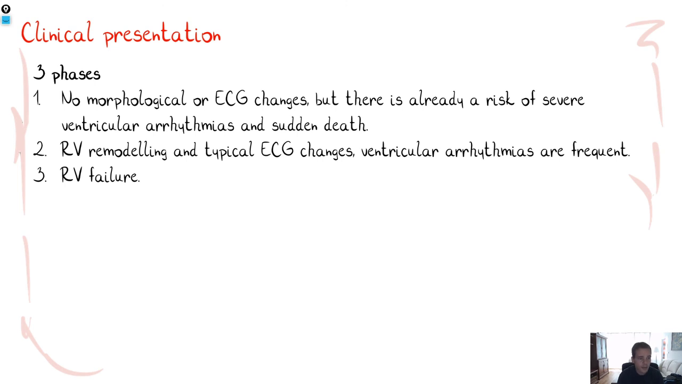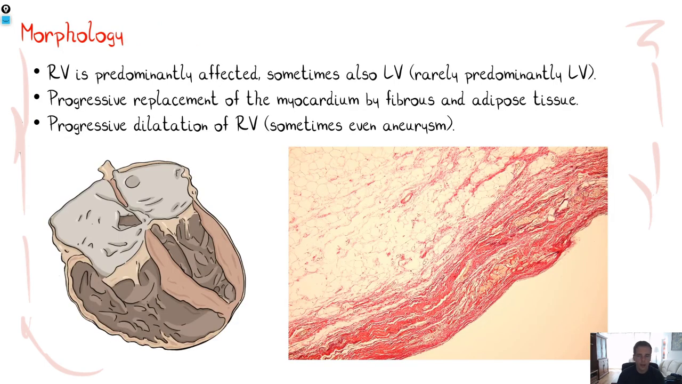In the next phase, the remodeling and fibrofatty replacement of the right ventricle begins, and the typical ECG changes start to appear. And in this phase, ventricular arrhythmias are quite frequent. And the third phase, there is a progressive failure of the right ventricle. And those patients are usually transplanted.